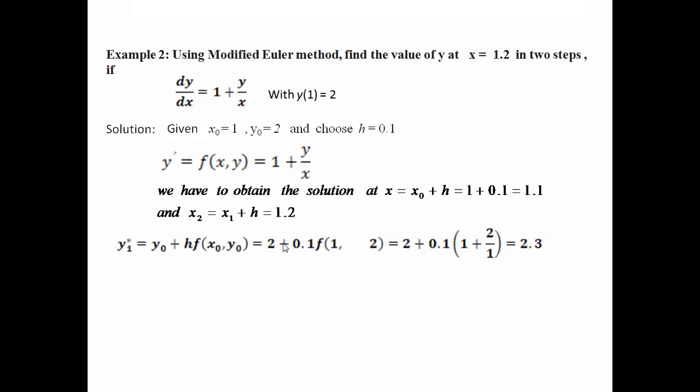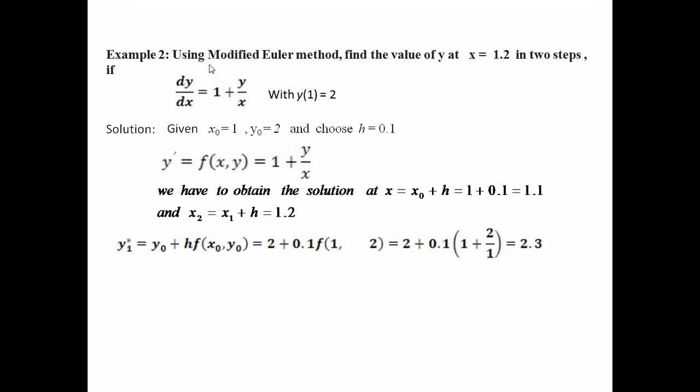That is y0, here 2, plus h, which is 0.1, into f of x0 comma y0. x0 is 1 here, y0 is 2. This is f of x comma y, but how is f of x comma y related? That's 1 plus y by x. That means 1 plus the y coordinate by the x coordinate, and we get 2.3. This is the value of y1 by Euler's formula.